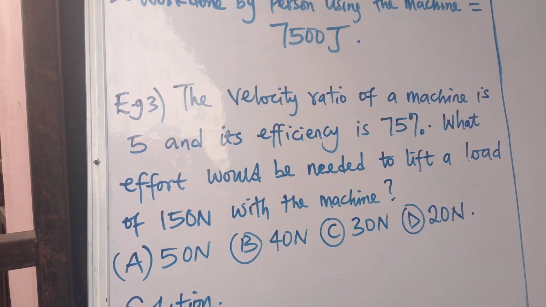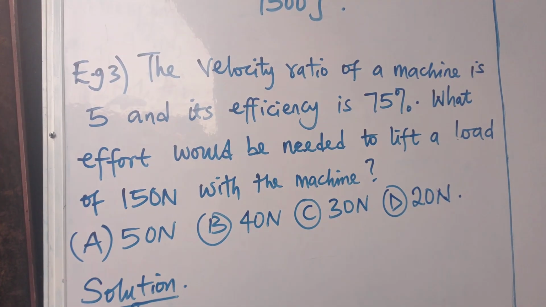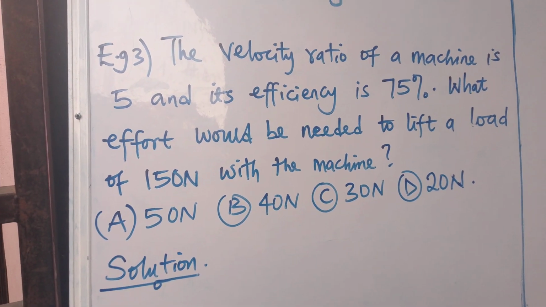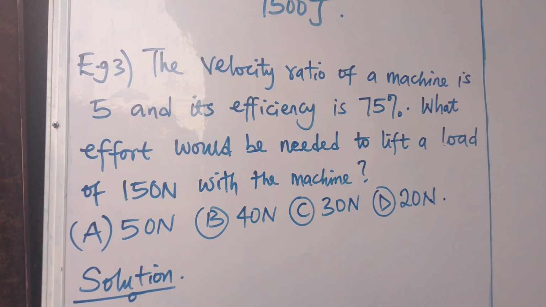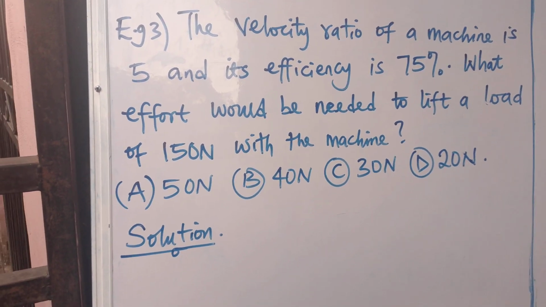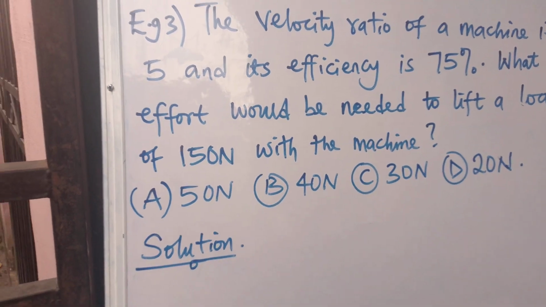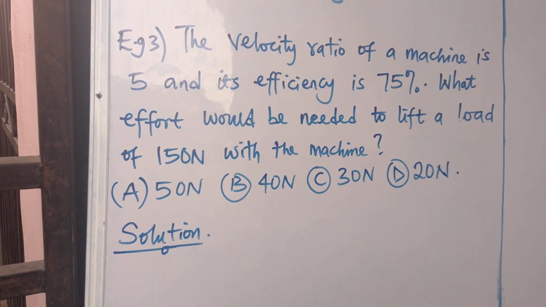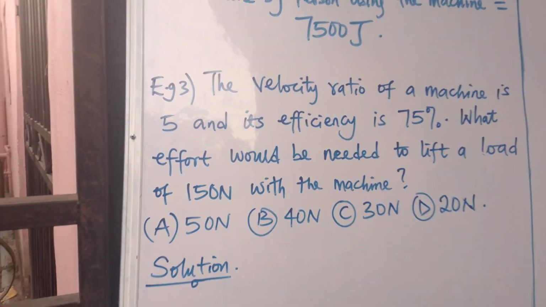Alright, we have another question on the board. It says the velocity ratio of a machine is 5 and its efficiency is 75%. What effort would be needed to lift a load of 150 Newton with this machine? Options are A 50 Newton, B 40 Newton, C 30 Newton, and D 20 Newton.